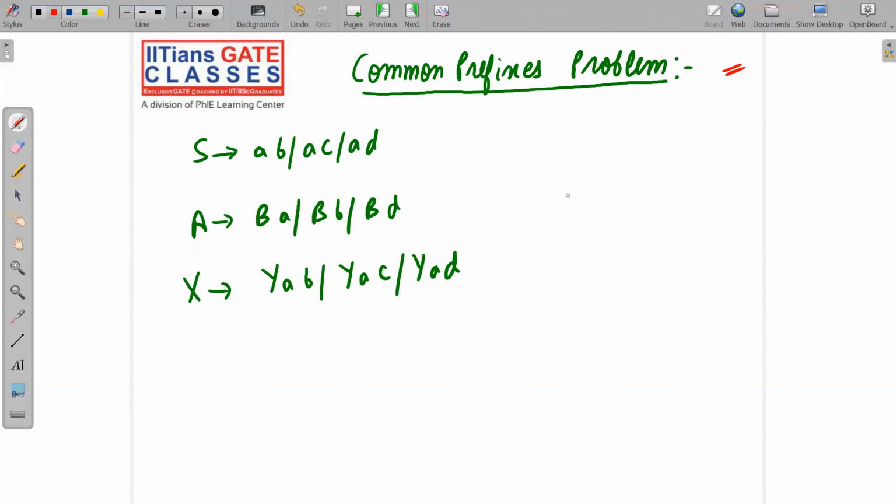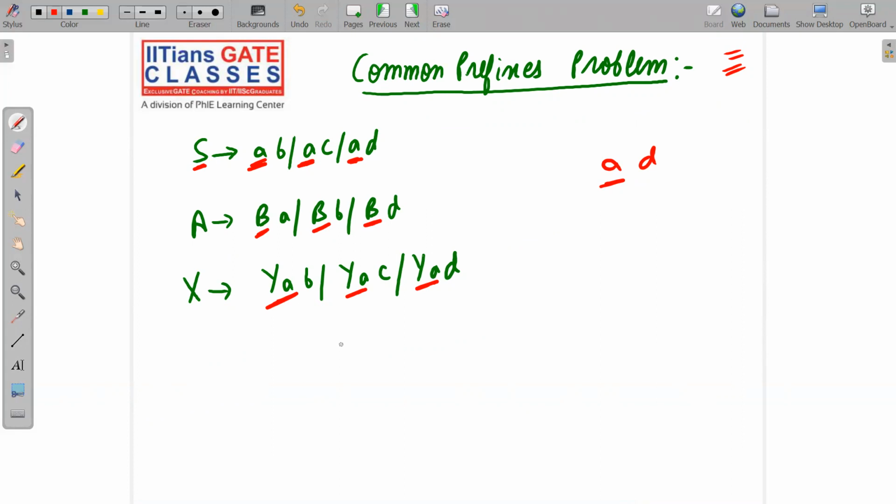Next is the common prefixes problem. Common prefixes problem means like this. See here, S goes to AB, AC, AD. So all start with A. Whenever we have, say, the string AD, then obviously we will get confused on S after reading A about which production to choose. That is a problem. Why are we calling it the common prefixes problem? Because we have common prefixes. See here, B, B, B. Similarly, YA, YA, YA. So this is known as the common prefixes problem.